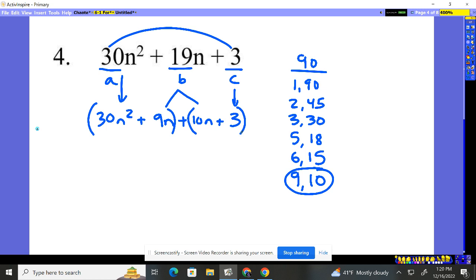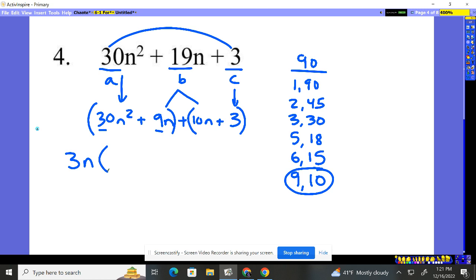And we're going to look at each piece and we're going to factor out what can be factored out. So first, let's look here, 30 and 9. What's the greatest common factor of 30 and 9? The biggest number that can go into them is a 3. Now we got to deal with the n's. N squared and n, so they have an n that can be factored out.